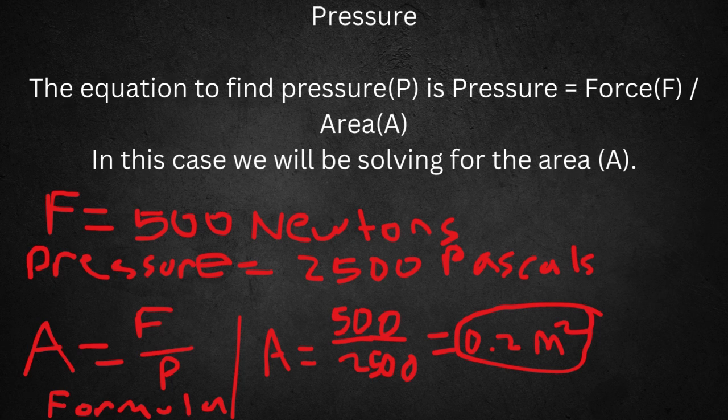We have a formula on the bottom left here, as you can see. It's area equals force divided by pressure, so we can get area. So we're going to plug our numbers in. We're going to do 500, the force in newtons, and divide that by 2,500, the pressure in pascals. And once we solve that, we get 0.2 square meters.